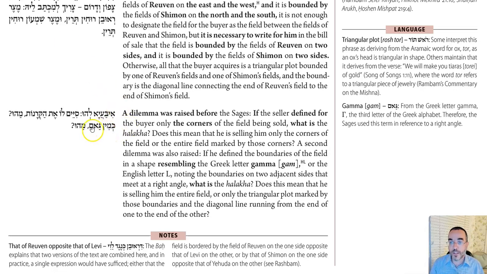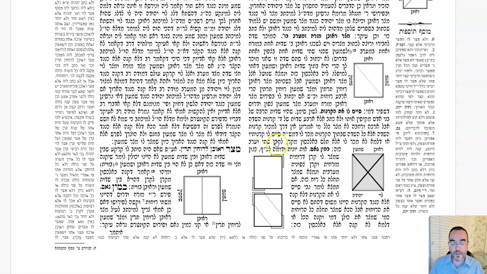Now, how about in the shape of a gamma? A capital gamma in Greek looks like a letter L or a bracket. So here's one picture in the Vilna Shas. If he delineates that you get the land that's between this field over here and this field and this field and this field, and just mentions not just the corners like in the previous case, but those just partial sides.